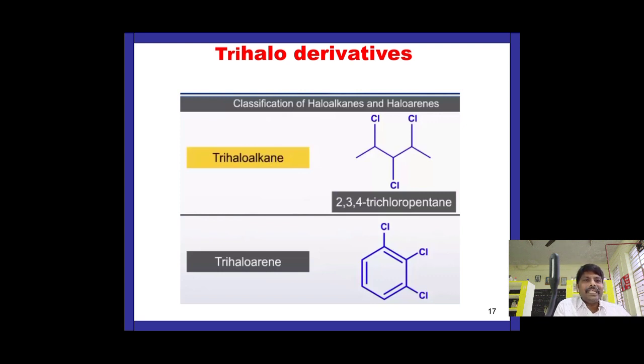What about the next second example? It is benzene. 3 chlorines are there. Trichlorobenzene. What is the position? 1, 2, 3 trichlorobenzene. This is about trihaloderivatives. That means based on the number of halogens, haloderivatives are classified into monohalo, dihalo, trihalo, polyhalo. It is one type of classification.